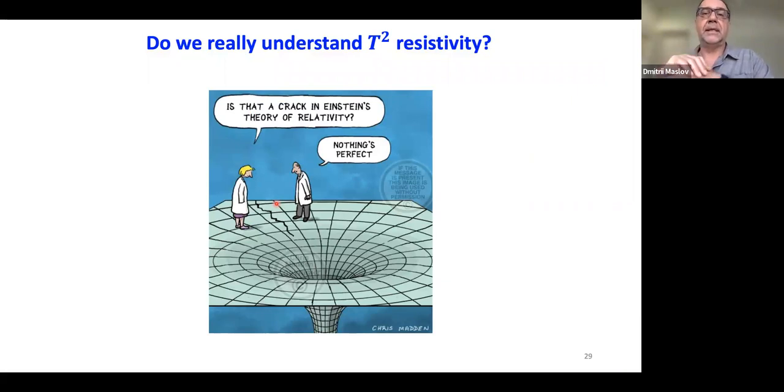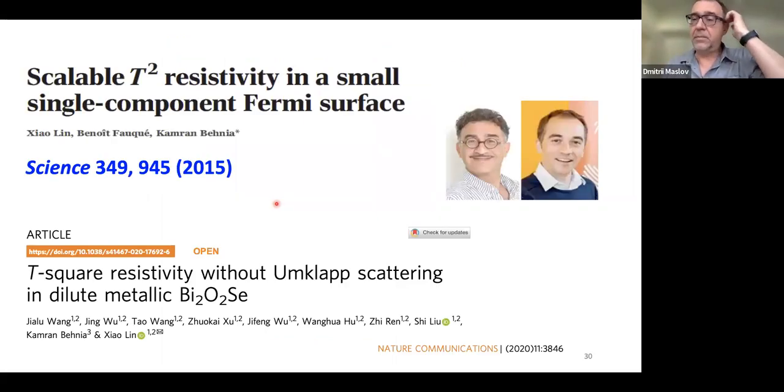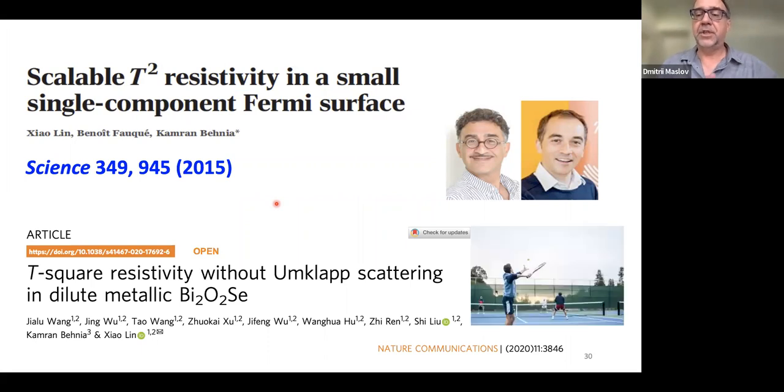But do we really understand all cases of T squared resistivity? Because nothing is perfect, of course, and the theory may have some cracks. The life of a theorist would be really simple and pleasant if not for experimentalists, who keep challenging our beloved notions. And these two particular gentlemen are very good at challenging our notions. They come up with examples when the T squared is observed when it is not supposed to be observed. And the game goes on as in a tennis match.